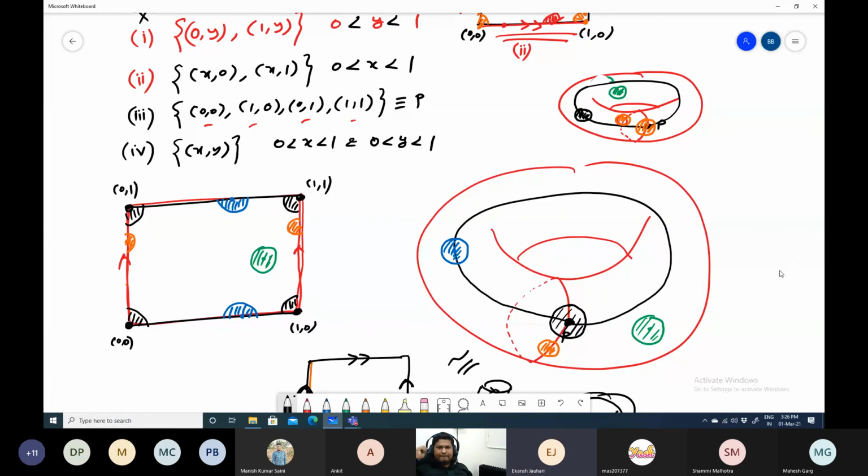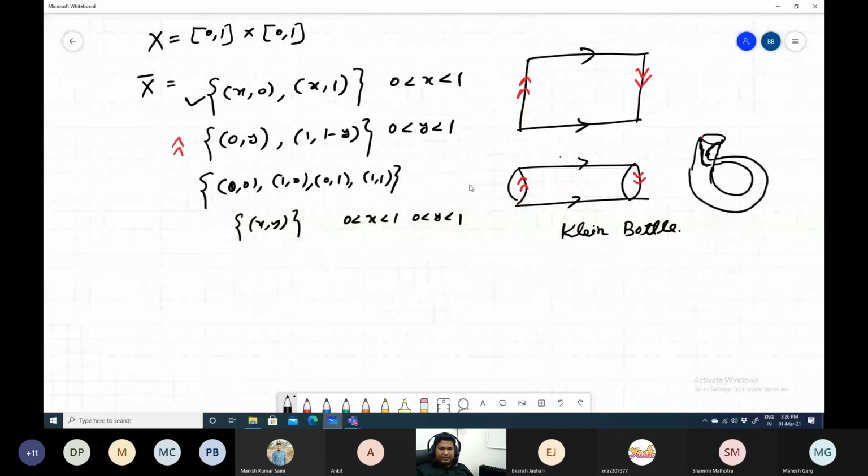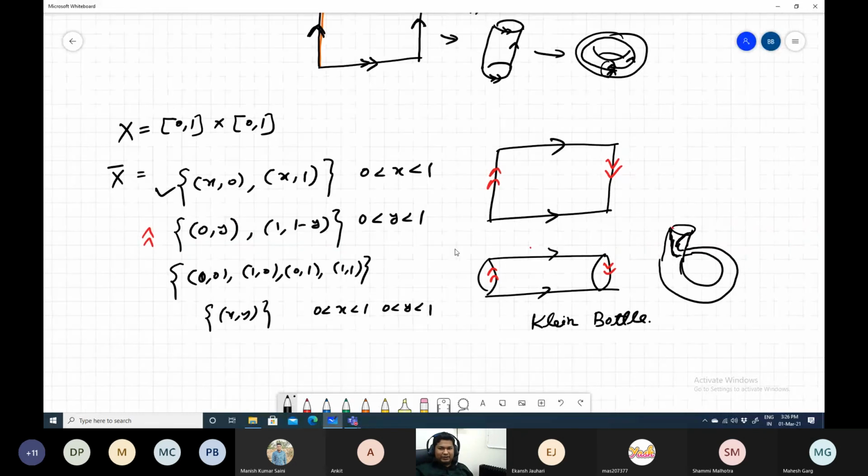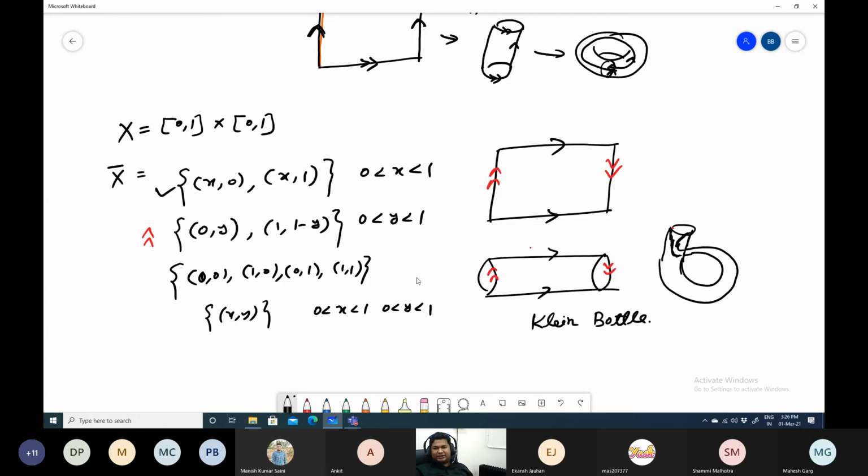Sir, in the last example, what will happen if we reverse both the directions? Now think about that one. If you reverse both the directions, then what will you get? This is also reversed, this is also reversed. You try to think about that. That is a good one. That will be available in the assignment problem. So you have all possible directions, and then what space you will get, all of this kind of thing.